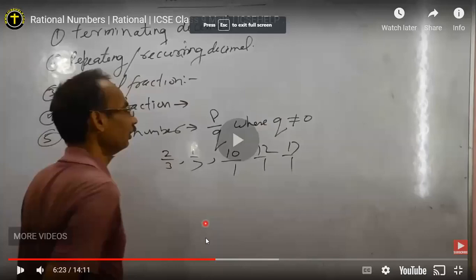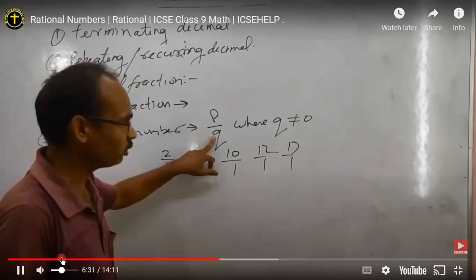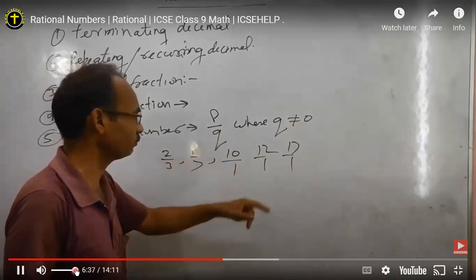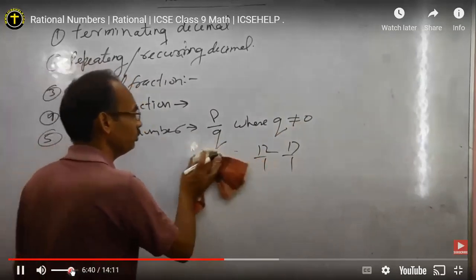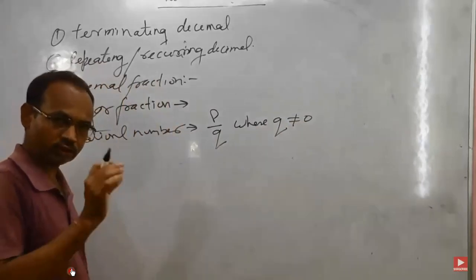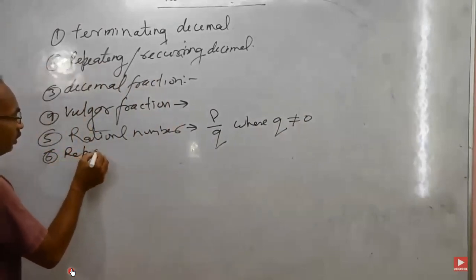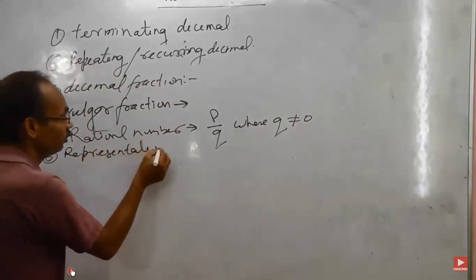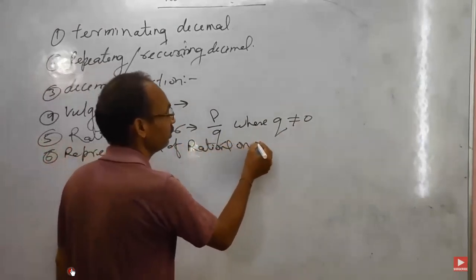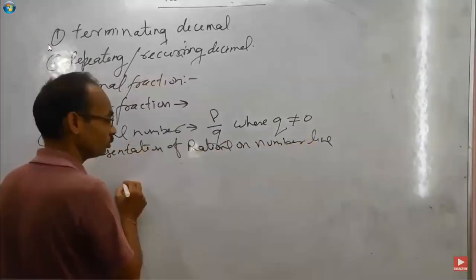Hence, a rational number can be demonstrated in the form of P upon Q, where Q is not 0, because Q is the denominator. And the next point is how to represent the rational number on the number line. Representation of rational numbers on the number line. First of all, you should draw the number line.